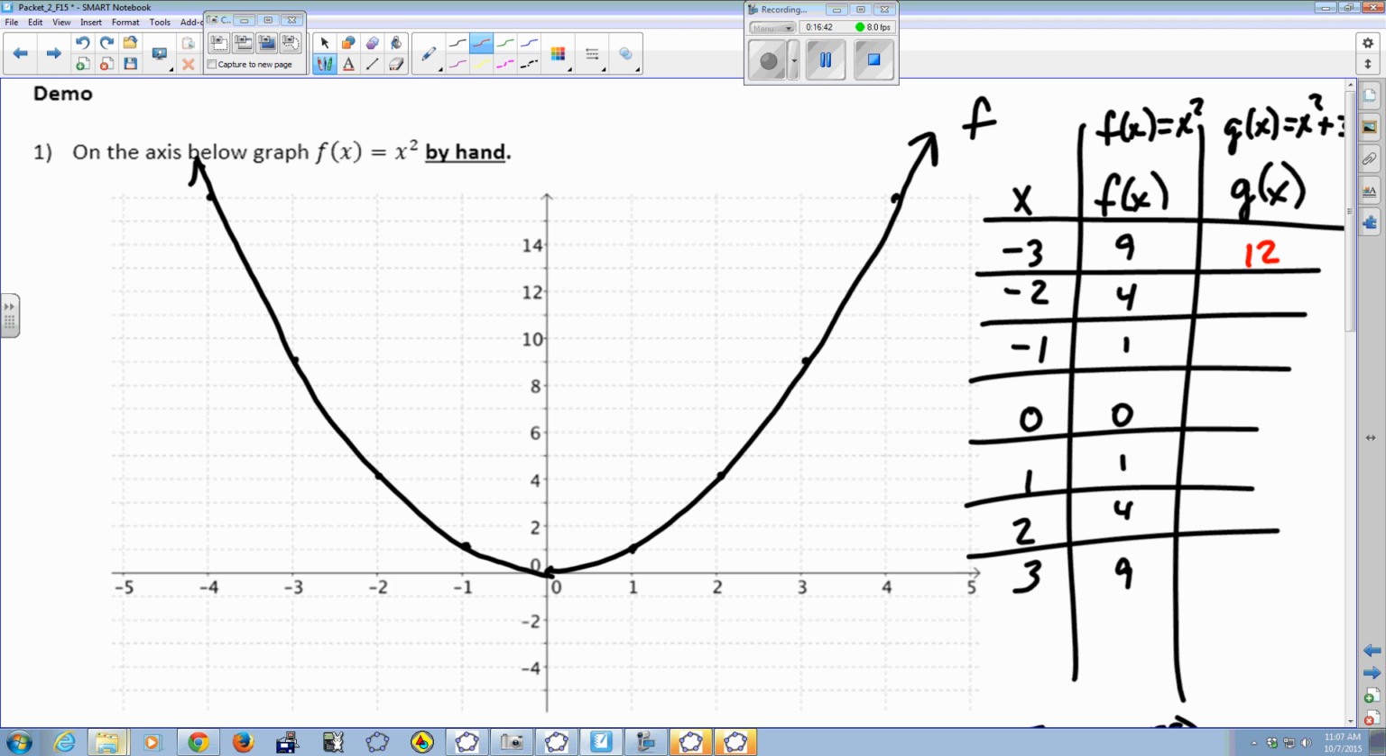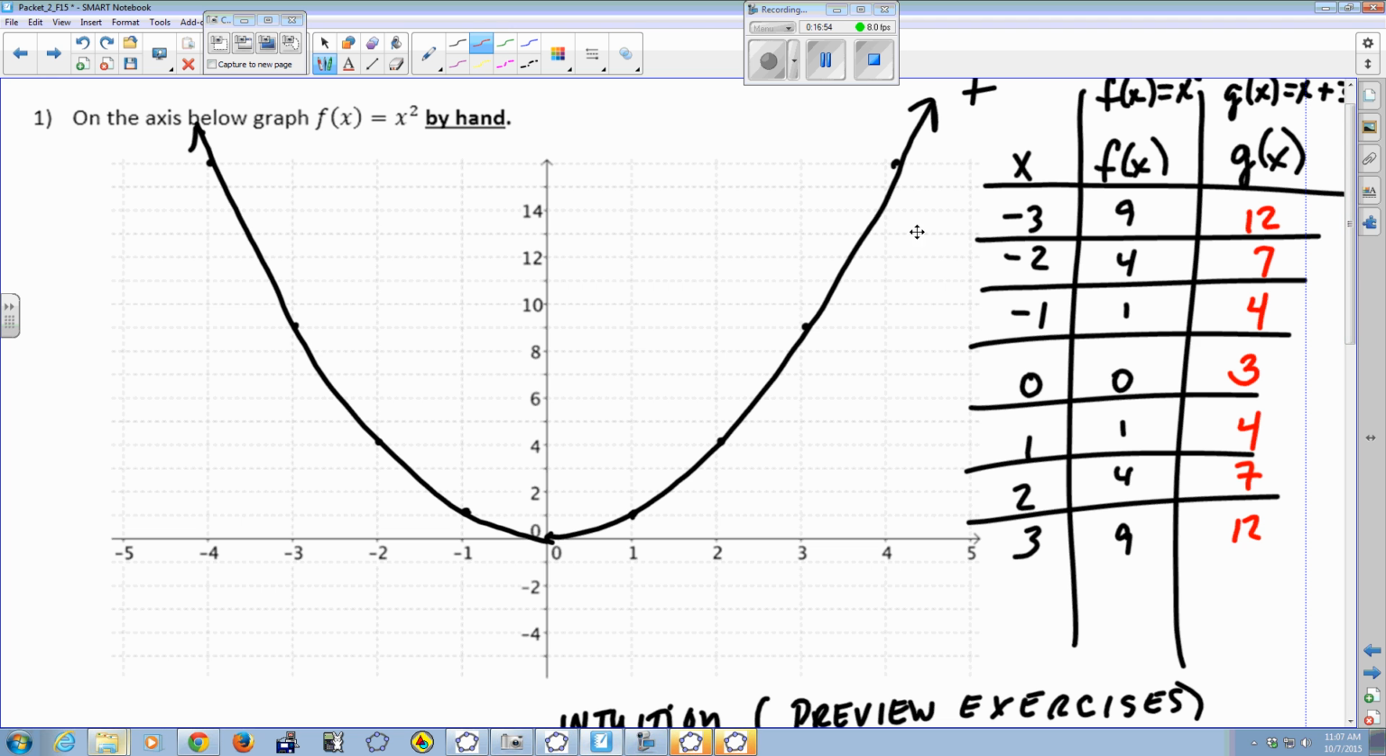12, 7, 4, 3, 4, 7, 12. So what would my points look like now? My x coordinates have stayed exactly the same. I just got a little lazy here and I didn't put in my x column one more time.